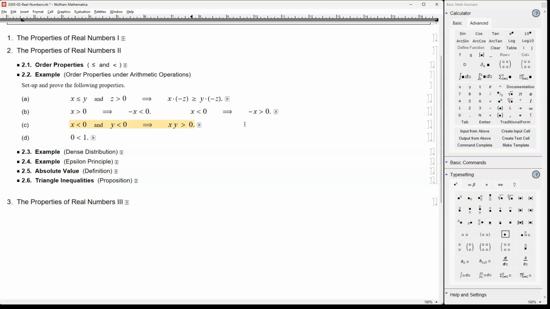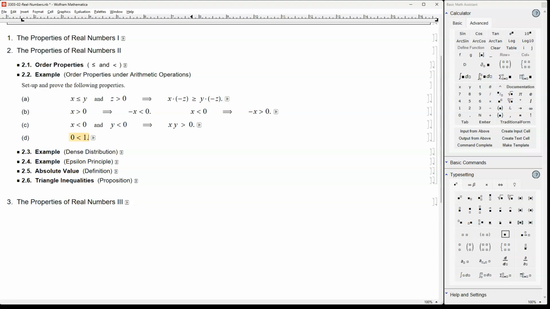How about this one? If x is less than 0 and y is less than 0, then x times y is greater than 0. Well, it's going to be an application from this one here. So y is less than 0. Multiply x to both left hand side and right hand side. Right hand side, x times 0, we get 0. And then we have to flip the direction of the inequality. The details are left to the students.